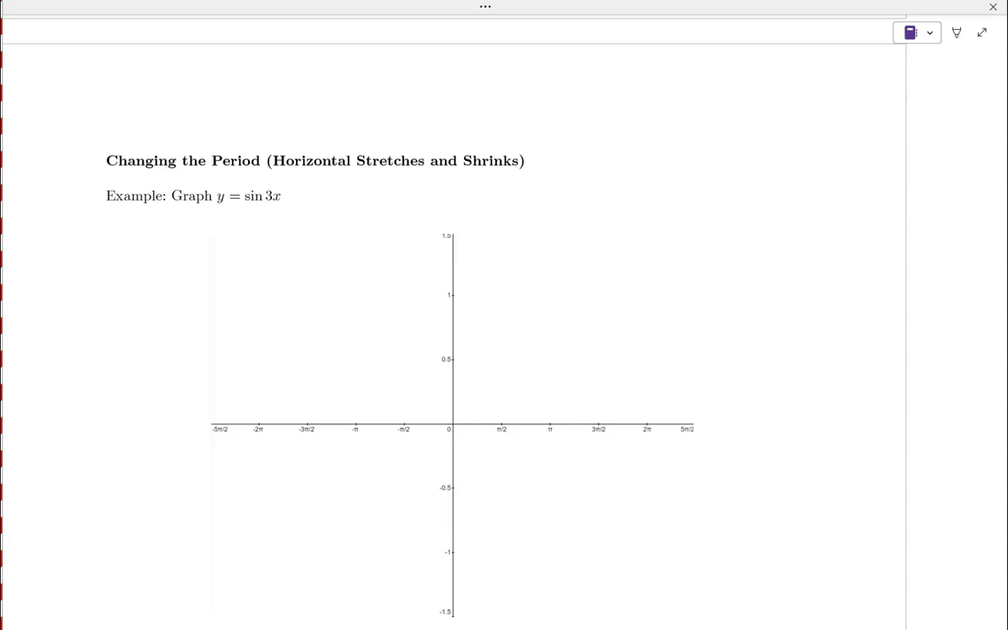When we multiplied on the outside by 3, it made it 3 times as tall. Does multiplying on the inside by 3 make it 3 times as wide? No, it does the opposite. It smashes it in. It makes it 3 times faster, if you will. I personally like to think of the number on the inside as a speed factor. This will trace out your original sine function 3 times as fast. It'll repeat 3 times as fast. So instead of taking 2 pi to repeat, it'll repeat every 2 pi over 3.